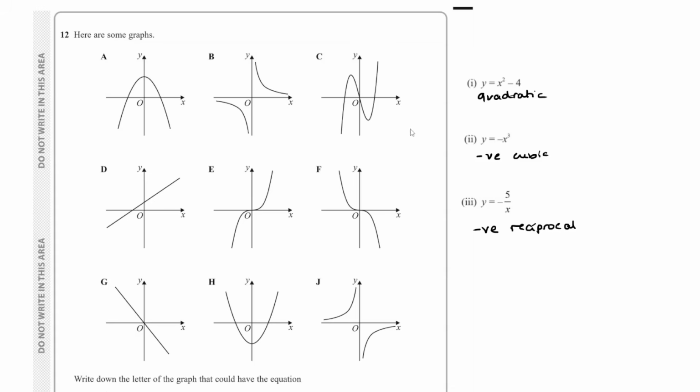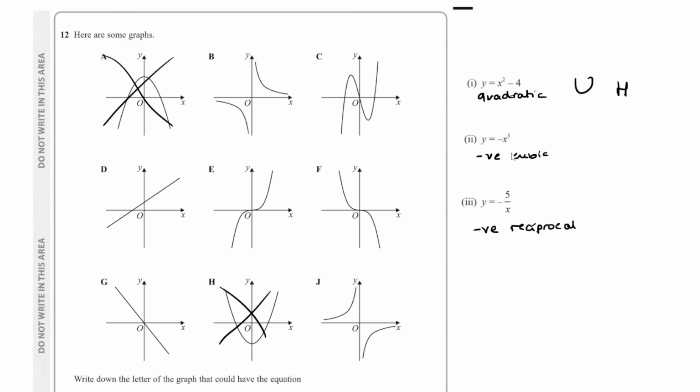So now let's have a look. This one was a positive quadratic, and we should know that quadratics normally have a U shape, or an upside down kind of N shape if it's negative. But that one's not negative, is it? You can see it's positive. So the ones that are U shape here are A and H. But A is upside down. This one's a negative quadratic, so it can't be A, so that one must be H. So we've crossed out these ones.